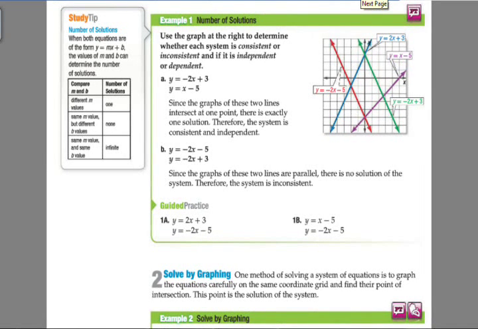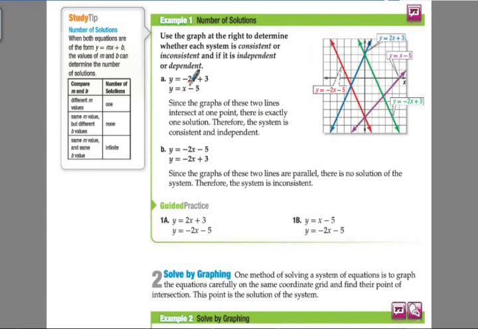So let's take a look. We're using the graph at the right to determine whether each system is consistent or inconsistent, and if it is independent or dependent. First, we know that consistent means it's got an answer. Inconsistent means they're parallel. Dependent means they are the same exact line. Independent means that they are two different lines.